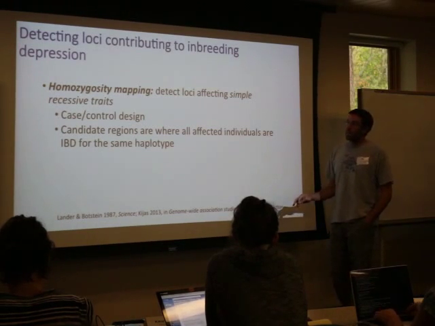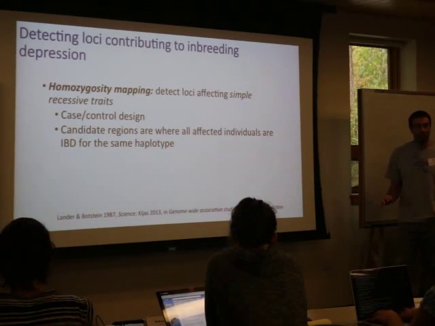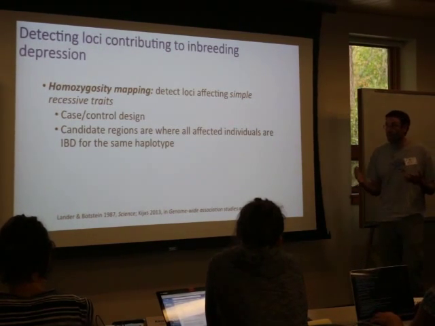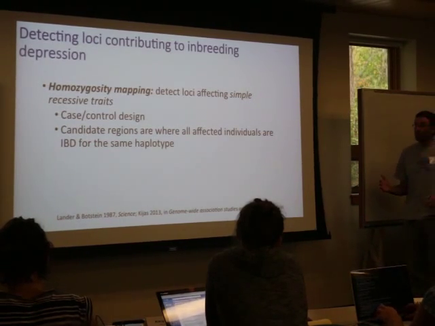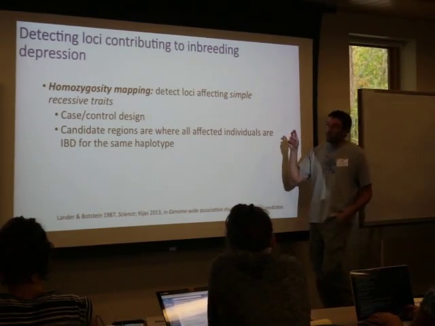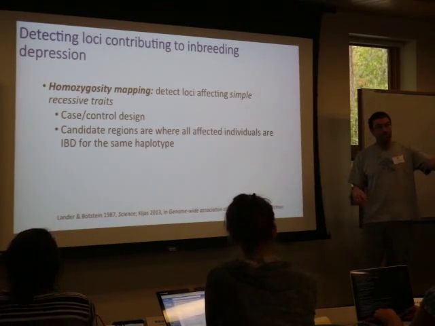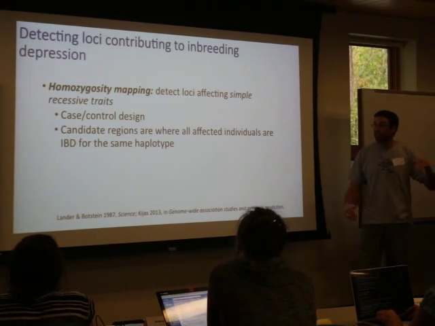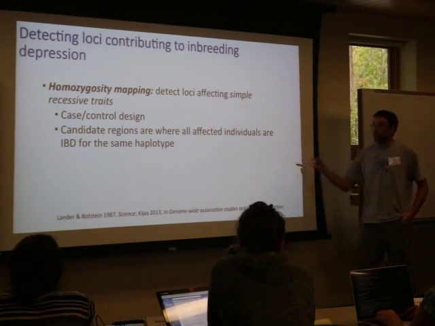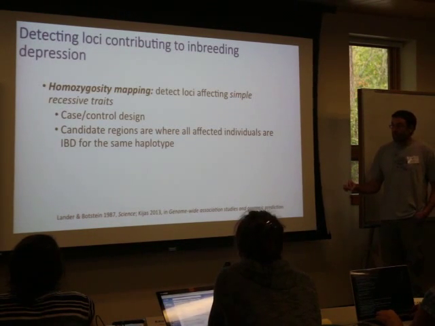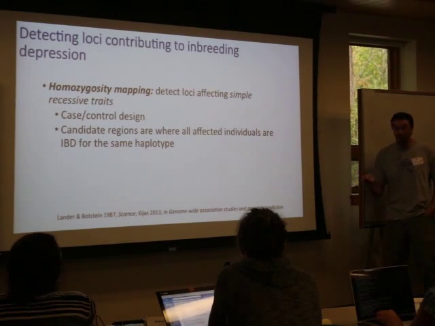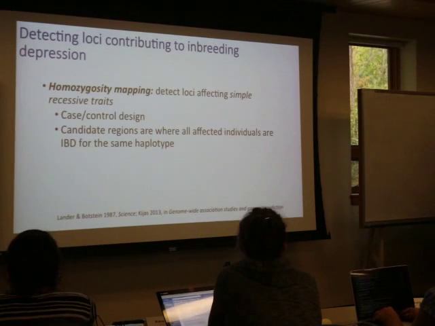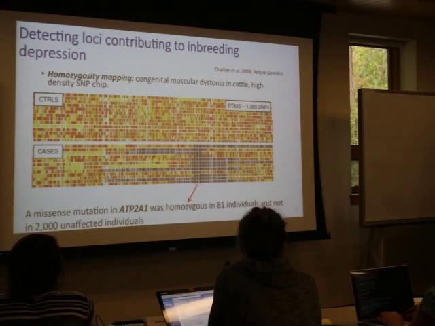Homozygosity mapping is an approach that's used to detect loci that are causing inbreeding depression on really simple traits, like really obvious Mendelian recessive traits. Studies that use homozygosity mapping basically use a case-control design, where we have individuals that have something and individuals that don't, for example, individuals that have a disease or don't have a disease. Then we identify candidate regions for loci responsible for this, where all affected individuals are identical by descent for the same exact haplotype, and none of the unaffected individuals are homozygous for that haplotype.